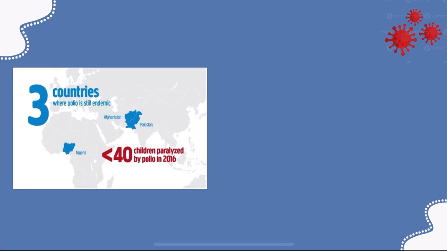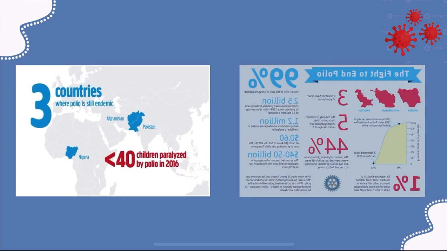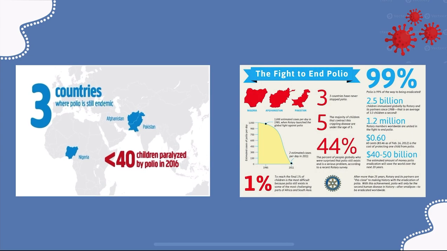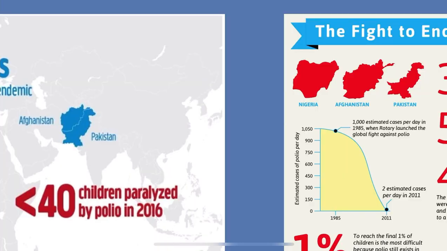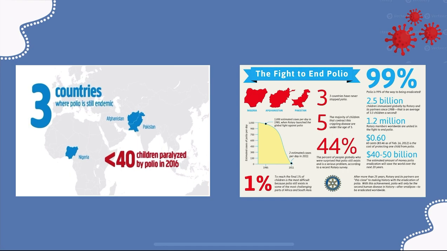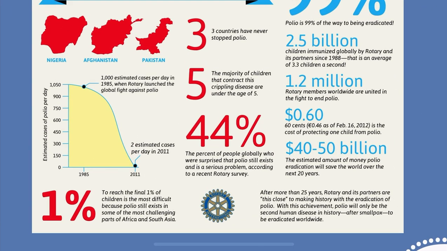Moving further, the 3 countries where polio is found to be still endemic, that is Afghanistan, Pakistan and Nigeria, where less than 40% children are paralyzed by polio in the year 2016. Okay. The fight to end polio. 3 countries have never stopped polio. We have 3 countries where it is still endemic, like Nigeria, Afghanistan and Pakistan.